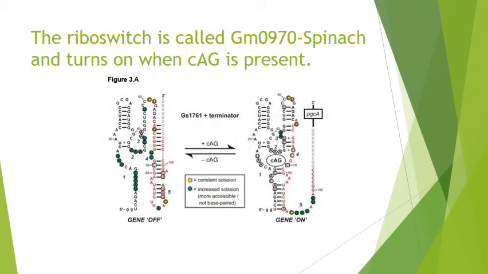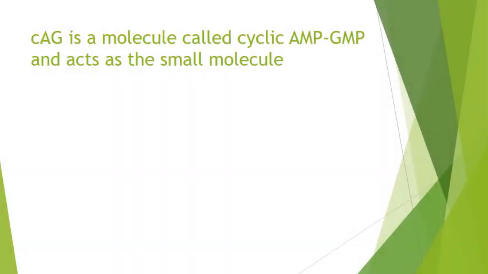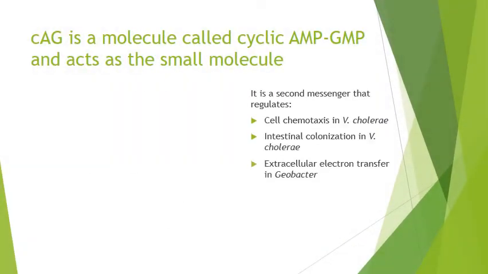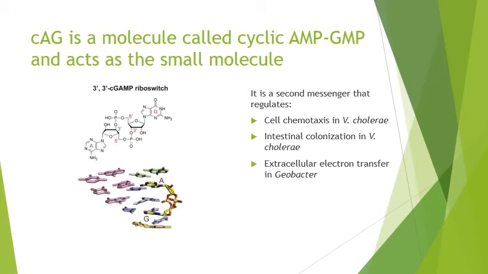We're currently looking at a riboswitch called the GEMM 0970 spinach. It turns on when a CAG is present. The presence of a CAG shows that there is a fluorescent tag attached to it. A CAG is a molecule called cyclic AMP-GMP, and those are like small molecules.